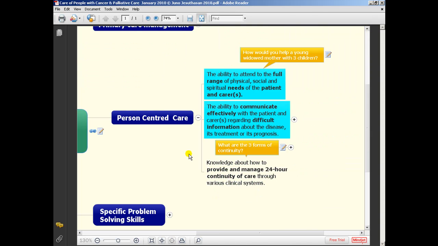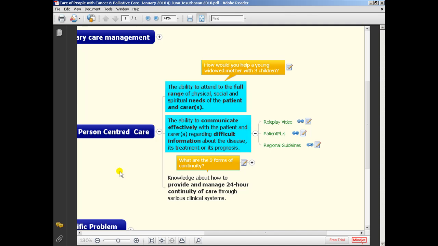Looking briefly at person-centered care, the ability to attend to the full range of physical, social and spiritual needs of the patient and carers, and I put in how would you help a young widowed mother with 3 children, and just a little thumbnail sketch, ICE, financial, physical, social, psychological and familial, just as a quick aide-memoire. We've got to be able to communicate effectively and break bad news.